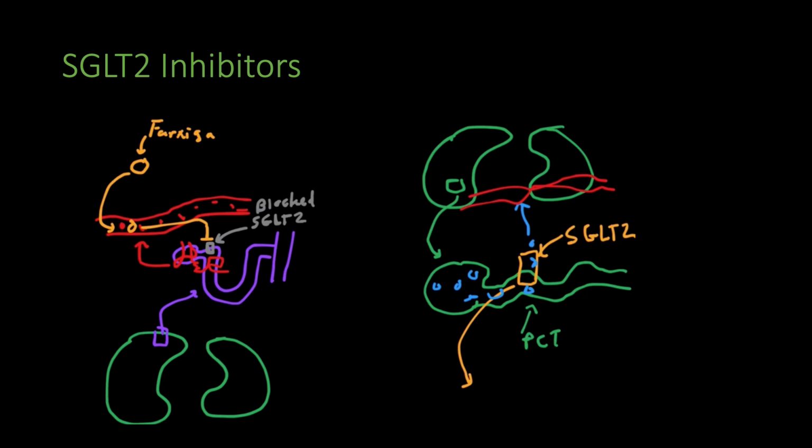And this is just another diagram showing SGLT2, where it's going. You can see in the proximal tubule how it's working to reabsorb it back into the blood. So that's why this will prevent it from getting reabsorbed.